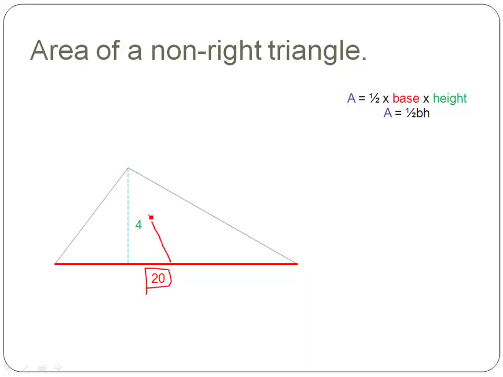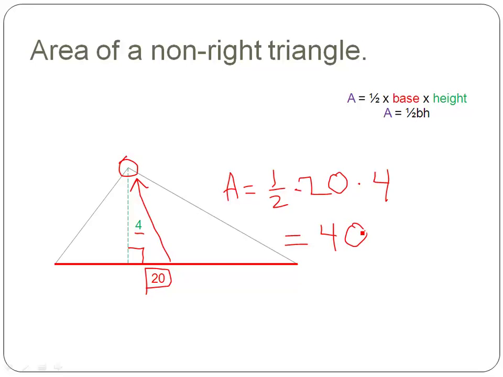So then I would go to my opposite angle, which is this angle up here. Then I need a line. You can see this dotted line drawn in here that is perpendicular to the base, meaning it forms a right angle. And in this case, my height is given as 4. So my area equals 1/2 my base, which is part of the triangle, times my height, which in this case is 4. So my area here is 40 square units.